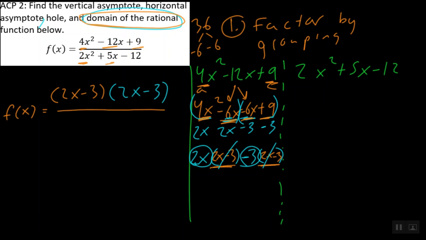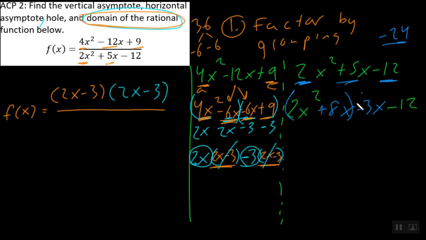So now we have the 2x squared plus 5x minus 12. Now we did this earlier in the video, so I'm going to move very quickly. A times c, 2 times negative 12, is negative 24. So we have a 2x squared and a minus 12. What two numbers multiply to be negative 24 but add up to be positive 5? Of course, that's going to be plus 8x and minus 3x.